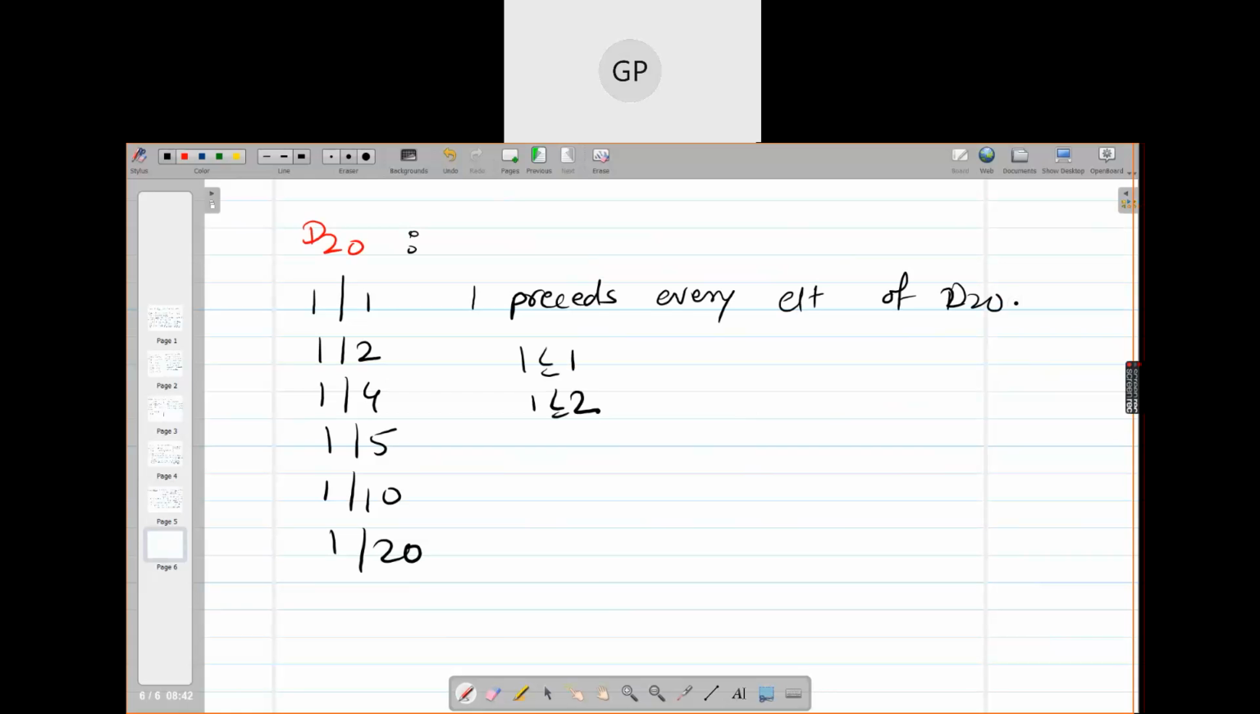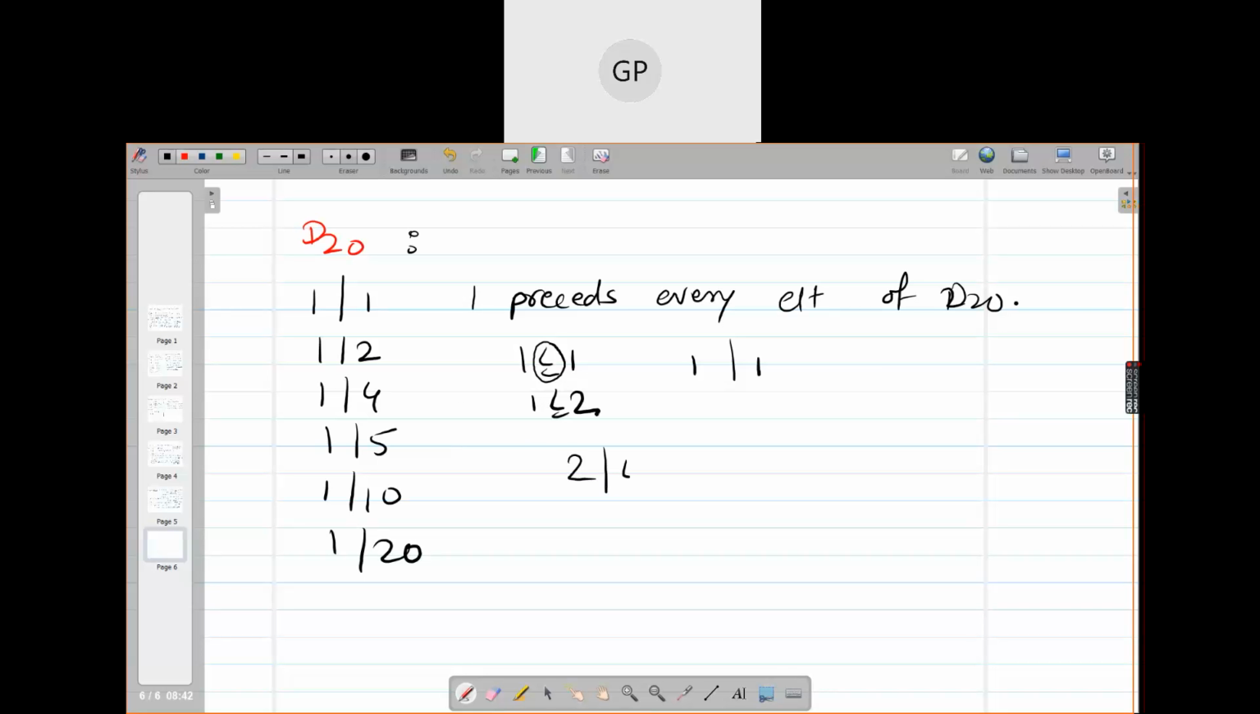This is not magnitude wise. Do you understand me? This is with respect to the relation, 1 divides 2. That's why I am replacing it by less equal. Less equal is the partial order relation symbol now onwards. Okay. So 1 precedes every element.